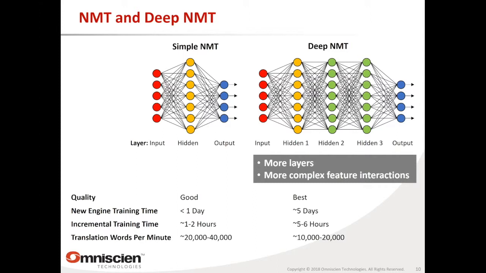It has the ability to do incremental training in a matter of a couple of hours, and typically anywhere from 20 to 40,000 words a minute. And recent movements have got things even faster than that. With the currently released neural technologies, we're looking at about 5 days to train for deep NMT. We're looking at 5 to 6 hours to do an incremental training, and the current technologies on the market are 10 to 20,000 words per minute on a single GPU.